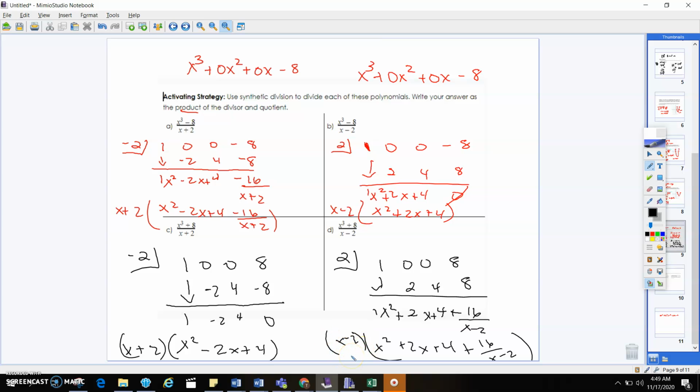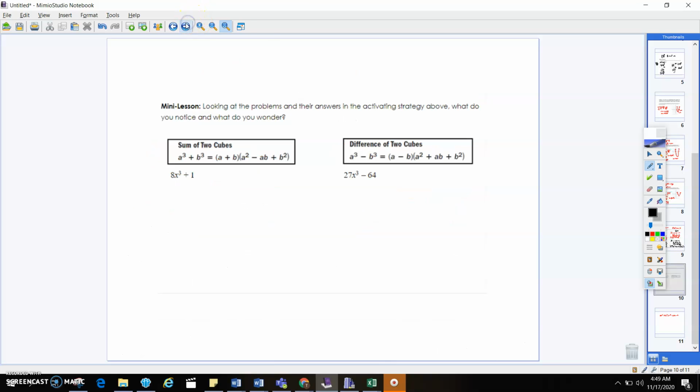Okay? Notice how most of these are all kind of similar. You just change the signs. And notice how this one has a 0 and this one has a 0. We don't have that funky remainder at the end. All right. So looking at the problems and writing their answers in the activating strategy above, what do you notice and what do you wonder?